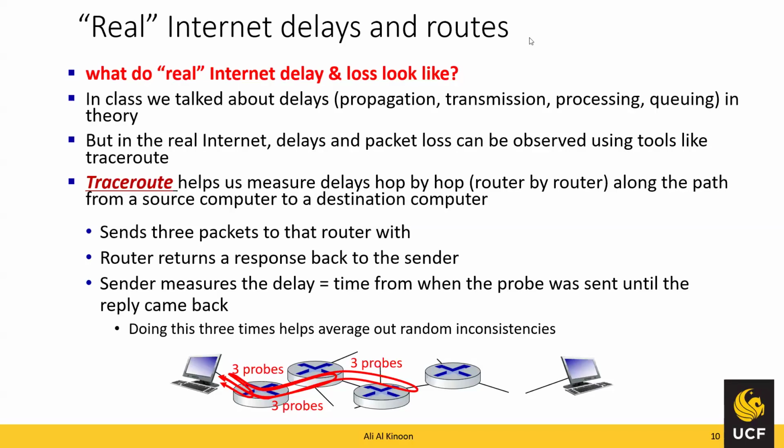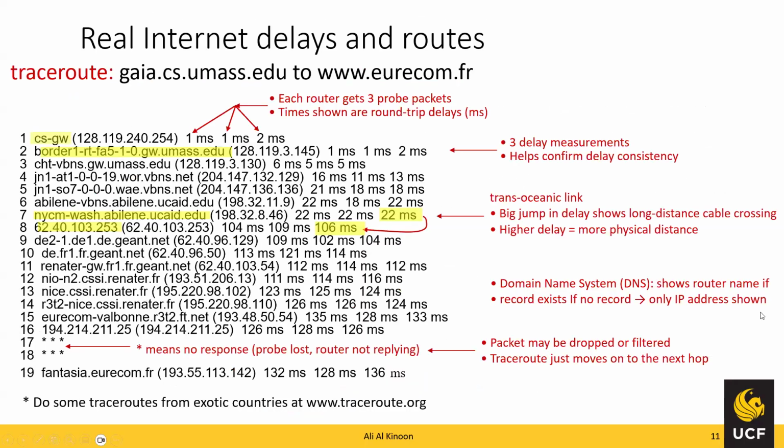So yes, the sender measures the delay as the time from when the probe was sent until the reply comes back. Doing it 3 times helps us average out random inconsistencies. So this is the main idea. We go to the next slide. Here we have an example, okay? This is a traceroute being done from this website to this website.